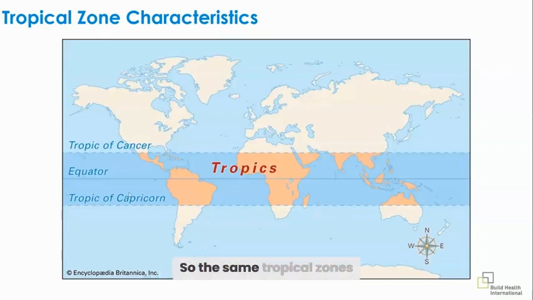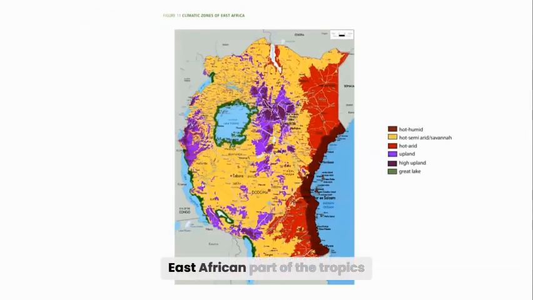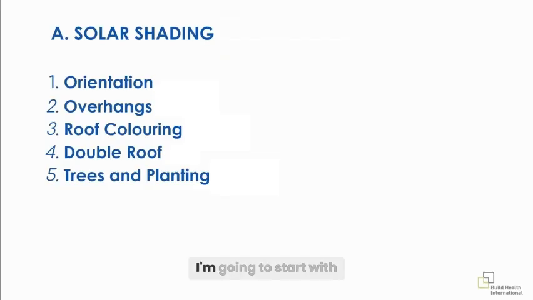The same tropical zones may affect other parts of the world, but today I would like to focus more on the East African part of the tropics where Rwanda belongs. It's the zone where we have Kenya, Uganda, Rwanda, and Tanzania. I'm going to start with solar shading.